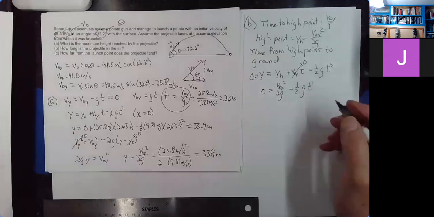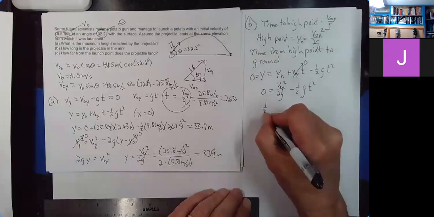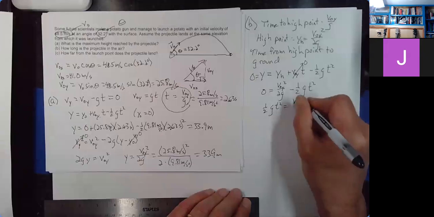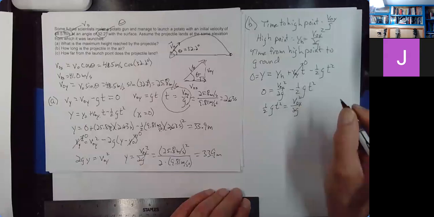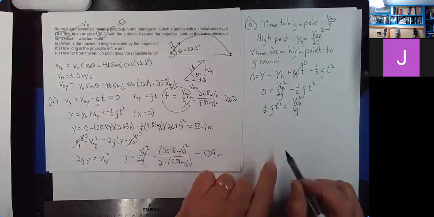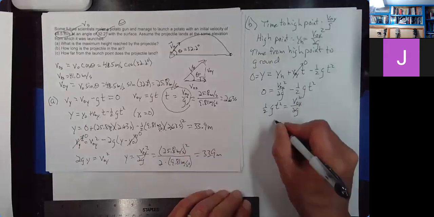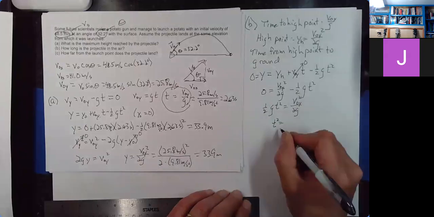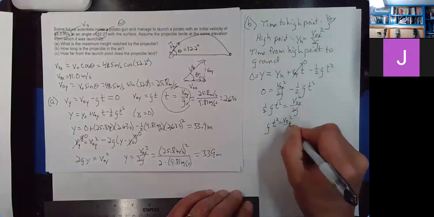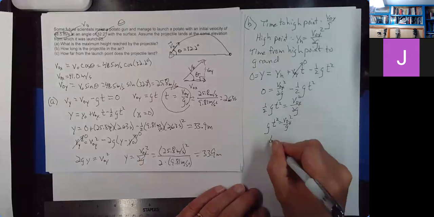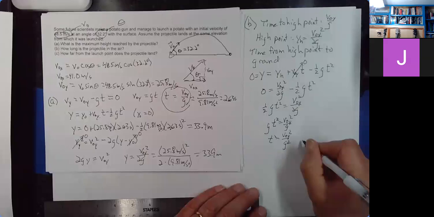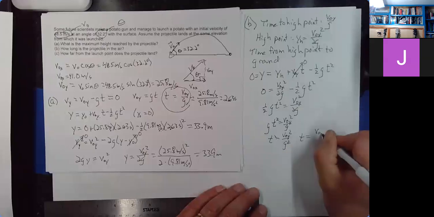And let's see, if I kick that across, I get 1/2 gt squared is equal to v naught y squared over 2g, and multiply both sides by 2, because I've got a 1/2 on each side, and I'll get gt squared equals v naught y squared over g. Divide both sides by g, and I get t squared equals v naught y squared over g squared, and take the square root, and I get t is v naught y over g.